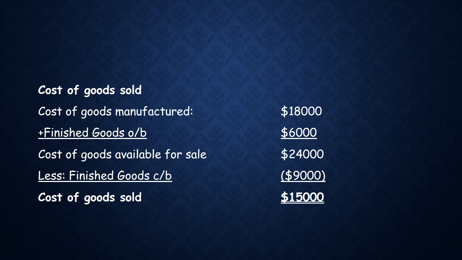To calculate cost of goods sold, you are going to add finished goods opening balance to cost of goods manufactured. This gives you cost of goods available for sale. Then you're going to subtract finished goods closing balance, and this gives you cost of goods sold. Here you can see an example.